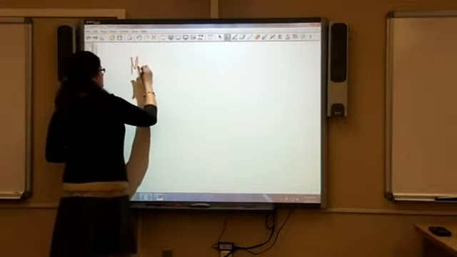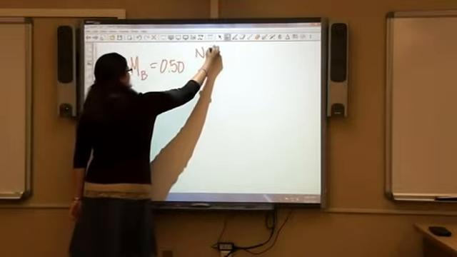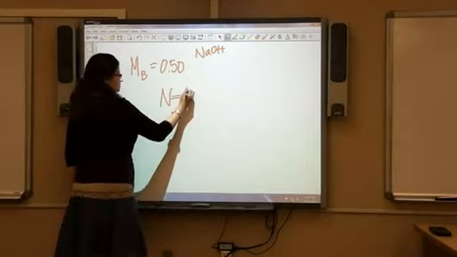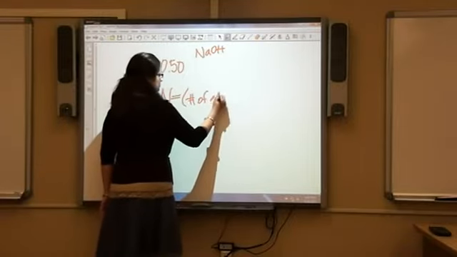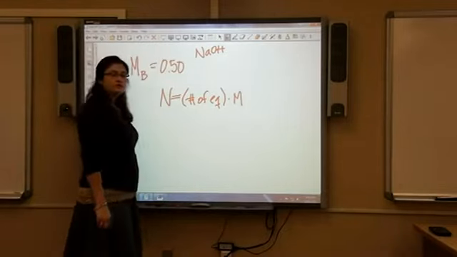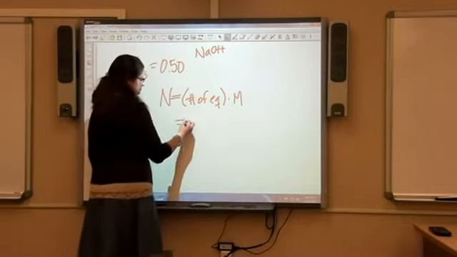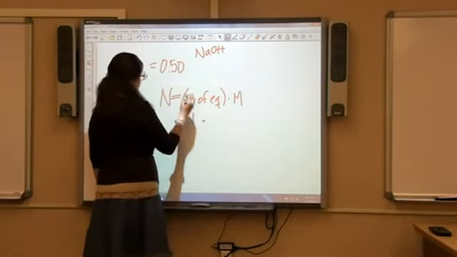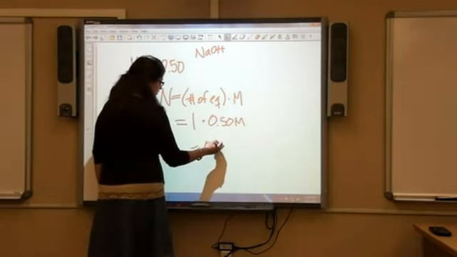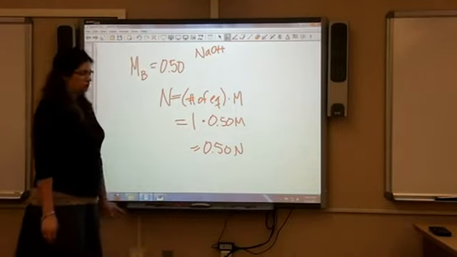So if we have the molarity of our base equal to 0.50 and our base is NaOH, calculate the normality. How many equivalents do we have in sodium hydroxide? 1. And our molarity is 0.5. So that means our normality is 0.50 normal.